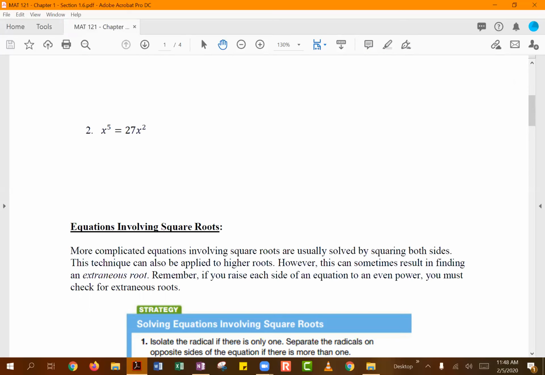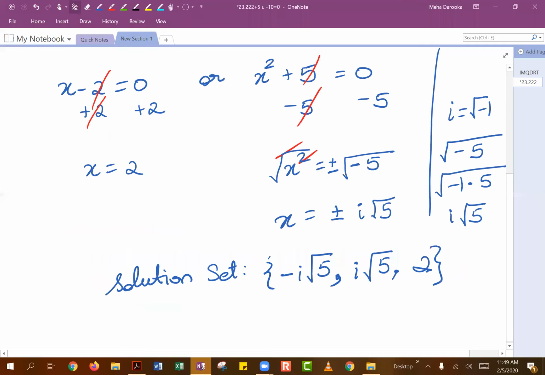Okay, very good. All right, so now we have a fifth degree polynomial, right? You've got x to the fifth power equals 27x squared. So any ideas of where you would start with this one? Yeah, very good. Always start by setting it equal to 0. In this case, I would go ahead and subtract the 27x squared and move it to the left-hand side.